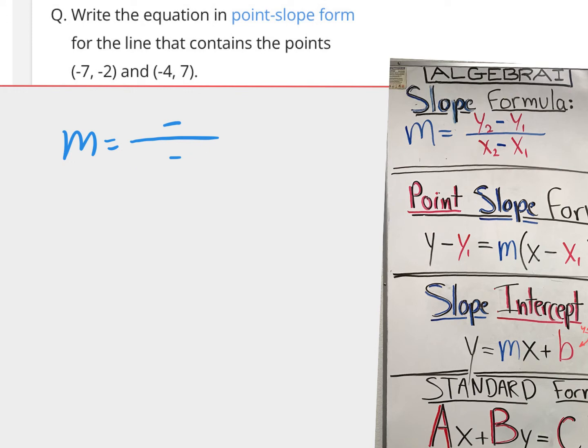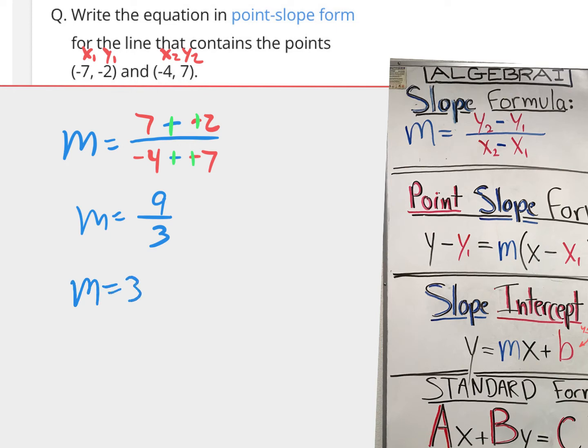Where do we get these values from? By labeling your first point x1, y1, labeling your second point x2, y2. So y2 is 7, y1 is negative 2, x2 is negative 4, x1 is negative 7. Anytime you have a minus minus, change it to plus plus. So up on top, we end up with 7 plus 2, which is 9. And on the bottom, we have negative 4 plus 7, which is 3. So our slope is really 9 divided by 3, which means 3. Our slope is the number 3.